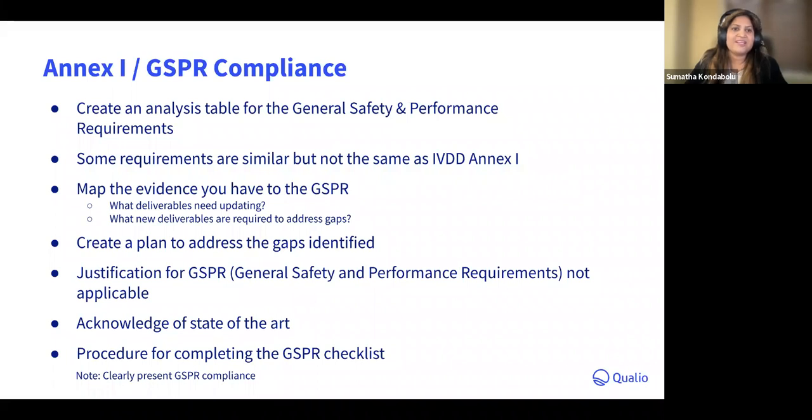Okay, thank you. Annex 1, that is GSPR compliance. So create an analysis table for general safety and performance requirements. Some requirements are similar, but not the same as IVDD Annex 1. So that's where you need to make sure that the specific details that are added in IVDR are being focused on and you are addressing that. Map the device, map the evidence you have to the GSPR.